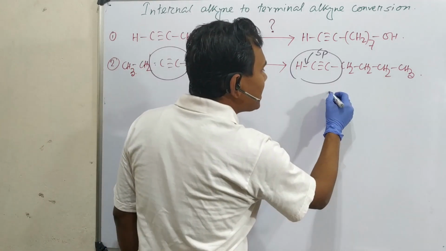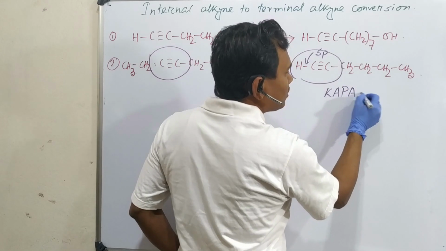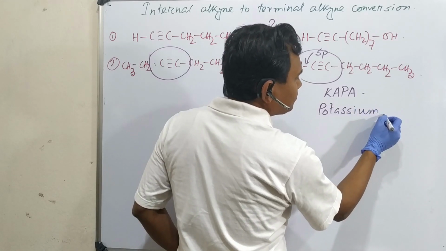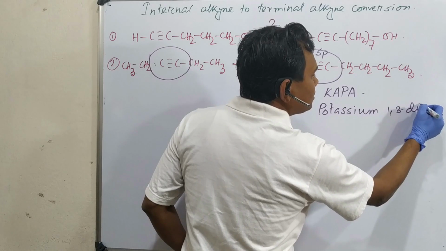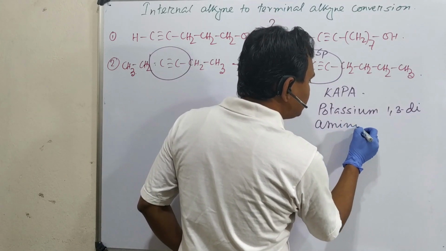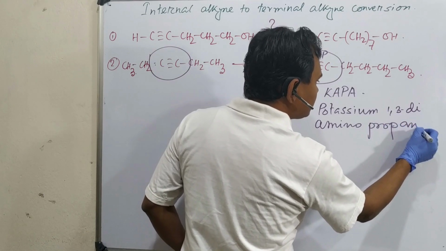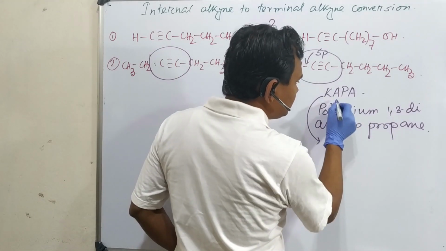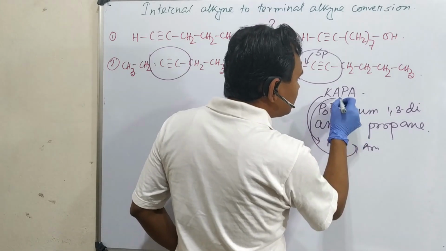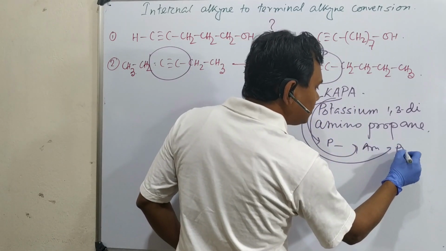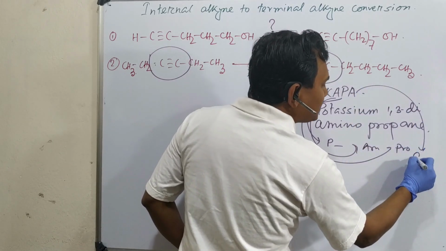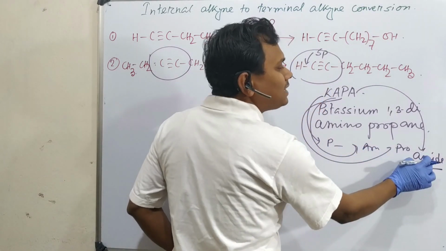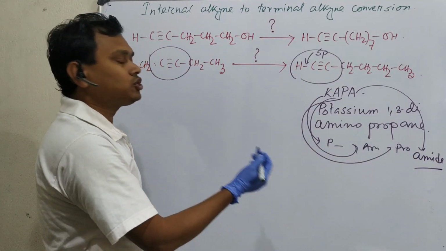We are going to use a reagent named KAPA. What is the full name? Potassium 1,3-diaminopropane. Actually, better to say, this is for potassium, this is for amino, this is for propyl, and this is for amide. Then there is potassium 1,3-diaminopropyl amide. Okay, so from the name you can see this is actually a salt.